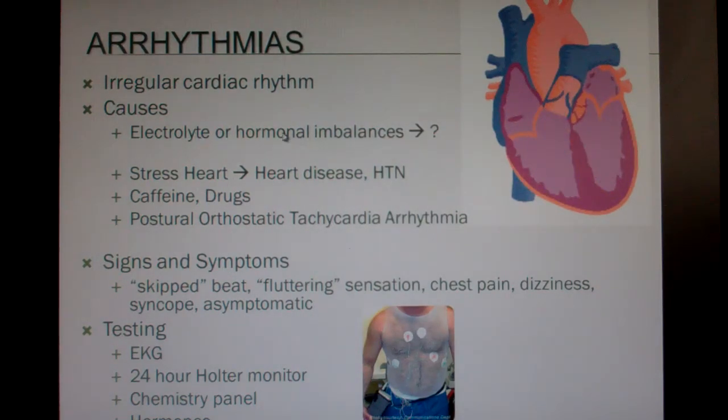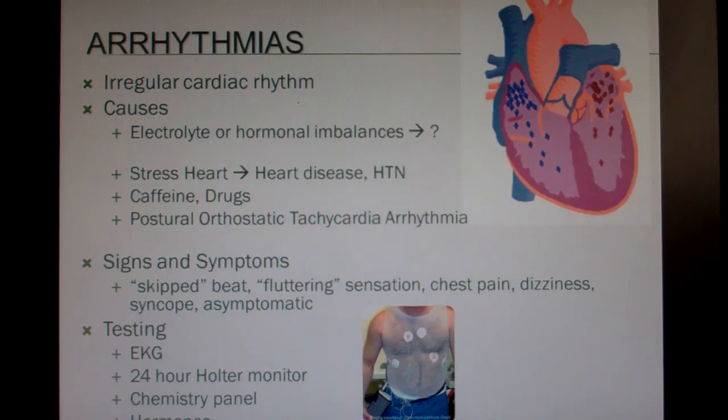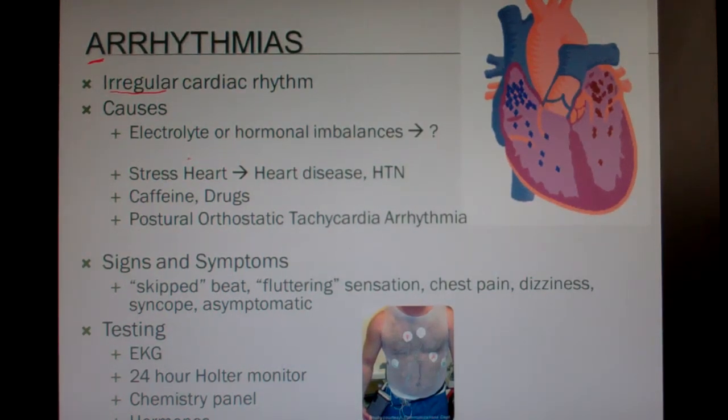Arrhythmias are nothing new to us, right? We've seen arrhythmias before. We probably will see them again. Arrhythmia means irregular. So you could have either too fast a heartbeat or too slow a heartbeat, and it's still an arrhythmia. Obviously, we typically think about them with too fast a heart rate, but you can certainly have it the other way around also.